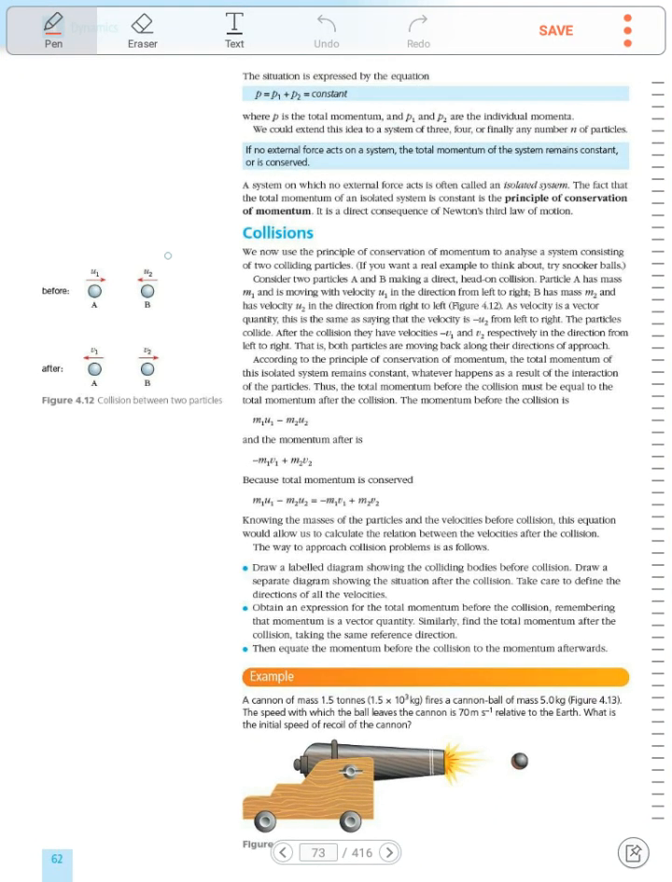So here we have two objects. This is before collision and this is after collision. These objects move towards each other, and when they collide, each one changes its direction.